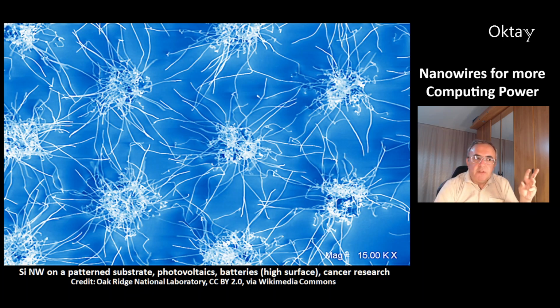This nanowire is made of silicon on a patterned substrate. This can be used for photovoltaics and batteries because of its high surface. The nanowires have a very high surface to volume ratio. The lithium ions can nicely be placed between the wires. This gives you a high power density. And these nanowires are also interesting for cancer research because they could potentially immobilize cancer cells.